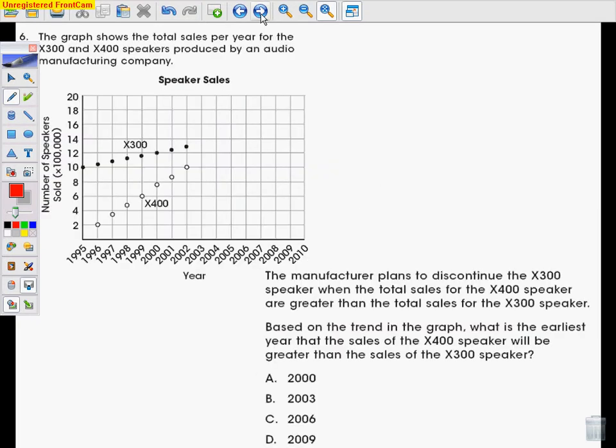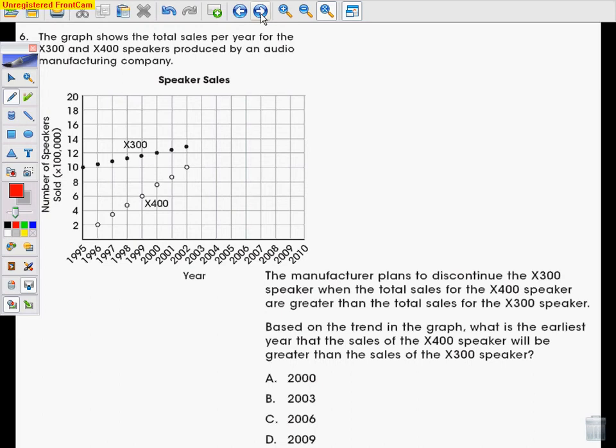Alright, let's go to number 6. The graph shows the total sales per year for the X300 and X400 speakers produced by an audio manufacturing company. The question says, the manufacturer plans to discontinue the X300 speaker when the total sales for the X400 speaker are greater than the total sales for the X300 speaker. Based on the trend in the graph, what is the earliest year that the sales of the X400 speaker will be greater than the sales of the X300 speaker?